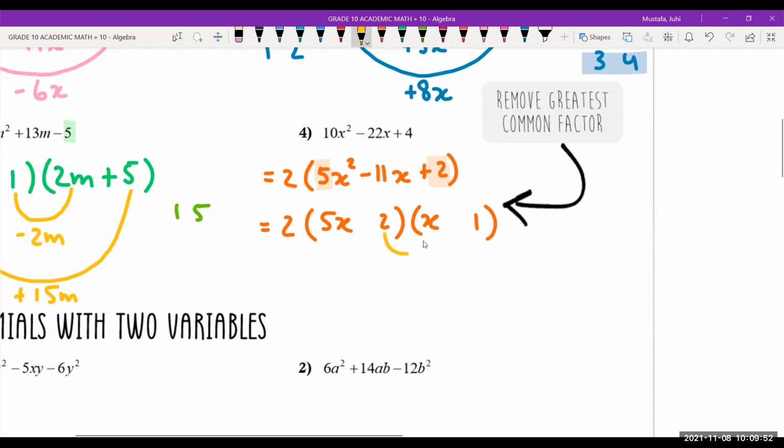So I'm going to make my smiley face. 2 times x is 2x. I'm going to make my other smiley face. 5x times 1 is 5x. Can I add or subtract 5 and 2 to get me 11? No, it's never going to work. So that was the wrong order, which means I know it has to be a 1 and a 2.